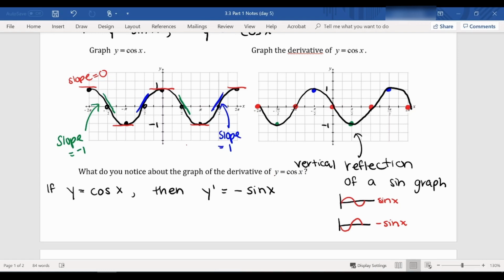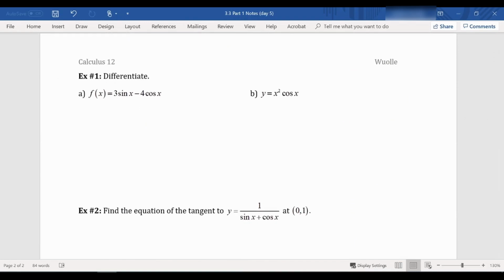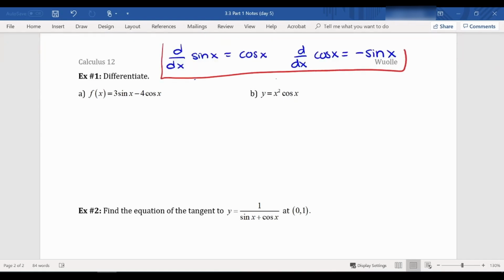Okay. So we're going to try finding some derivatives. So I'm going to write at the top for our use, the derivative of sine is cosine, and the derivative of cosine is negative sine. All of our other derivative rules will still apply: product rule, quotient rule, constant multiple rule, etc. So this first one that we were being asked to differentiate, we can use constant multiple rules.